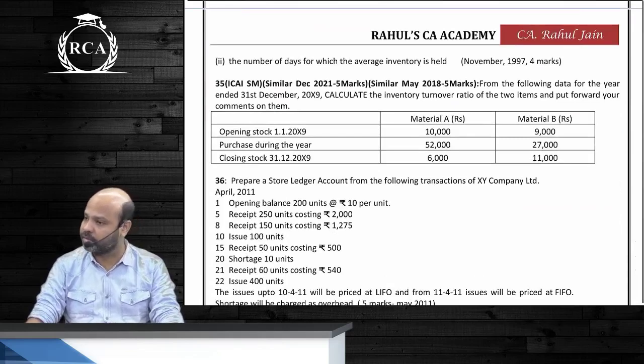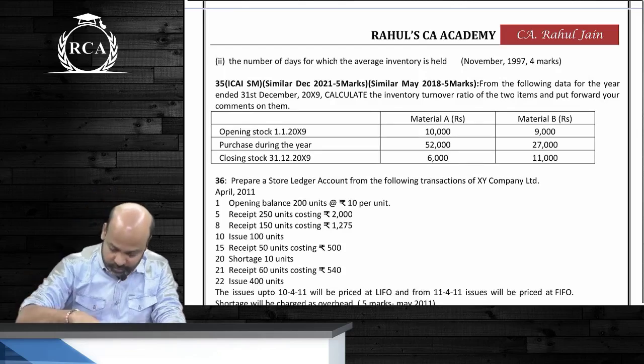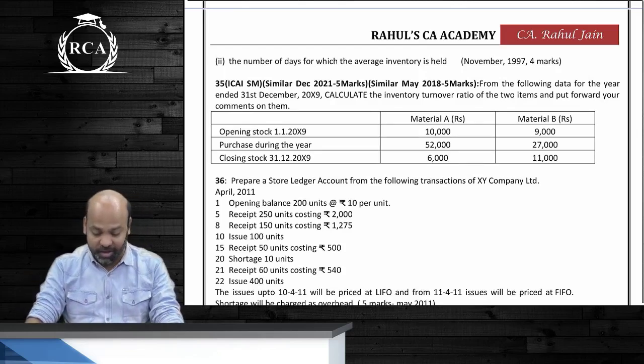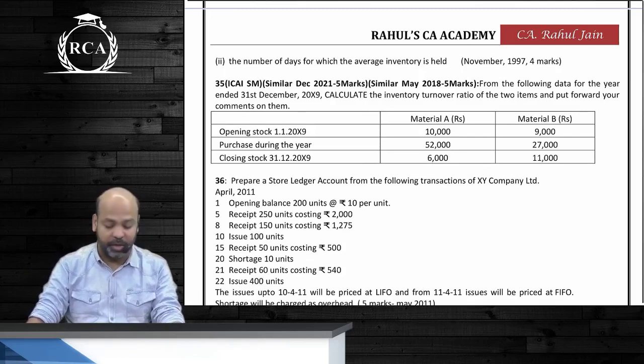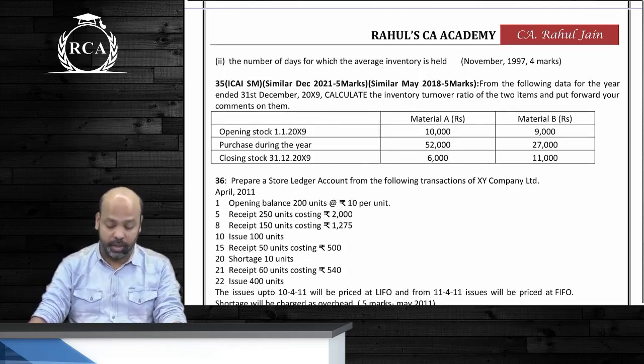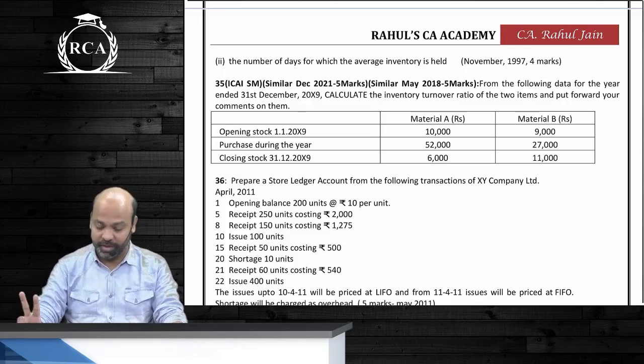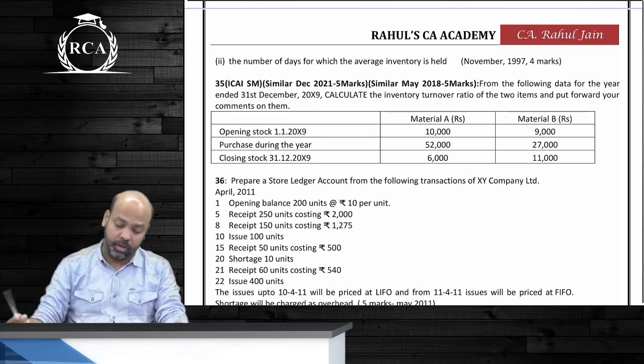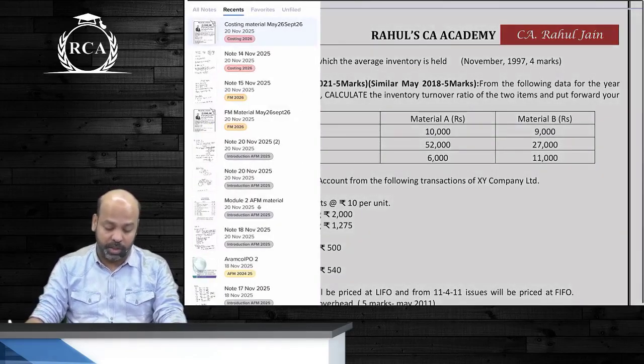35th question. Question को देखो बेटा. From the following data for the year ending on 31st of December 2019, calculate inventory turnover ratio of the two items and put forward your comments on them. Opening stock guys is 10,000, purchases, closing stock. Same है बेटा, कुछ नहीं है. Compute inventory turnover ratio and compute inventory holding period guys for both the materials.